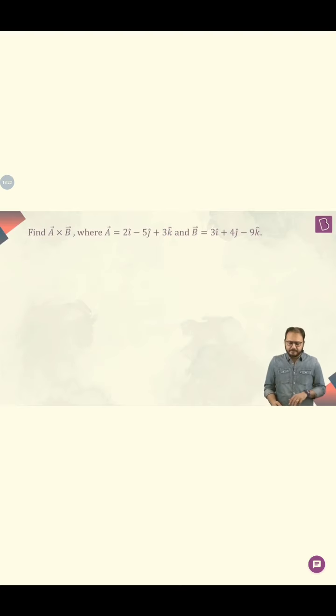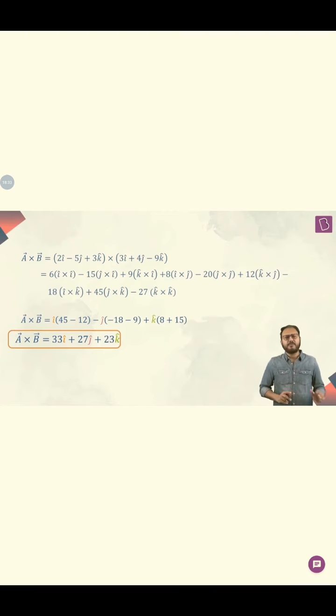A cross B. A, 2i, 5j, 3k with the minus sign. B, 3i, 4j, 9k. So, the method says first you write the 9 terms. I wrote the 9 terms. Clearly, I cross I will be 0. Clearly, J cross J will be 0, my bad. And K cross K will be 0. 3 terms are 0. Remaining 6 terms, what do you do?